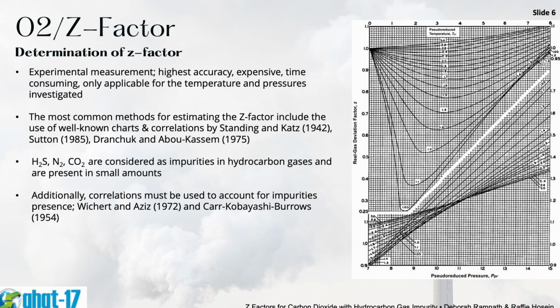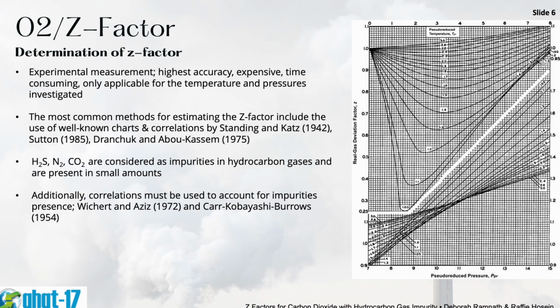How then can we determine Z factor? One such method to determine Z factor is that of experimental measurement. This gives the highest accuracy among methods. However, it is expensive, time-consuming, and would only be applicable for the pressure and temperature ranges that are being investigated.